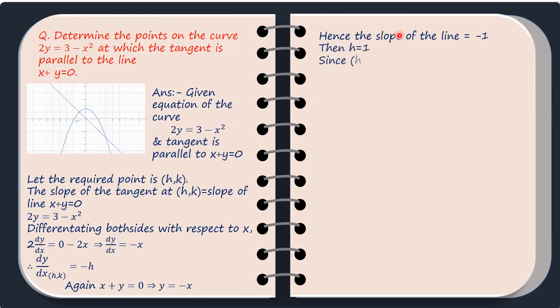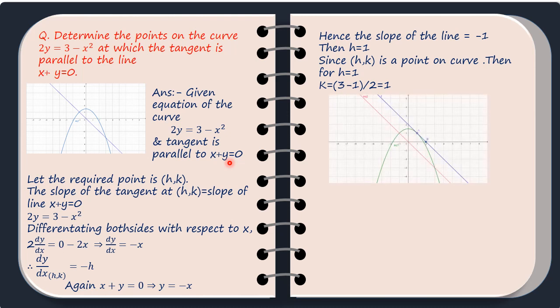Now since this point h comma k lies on the curve at which we need to find the equation of the tangent, it will satisfy the curve. So from there we can say the value of k is 1. Here for the value of h is 1, we find the value of k is also 1.